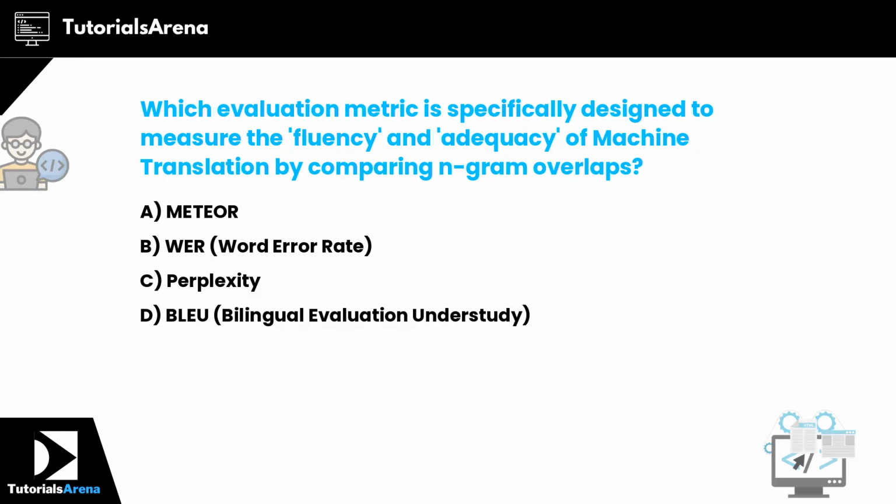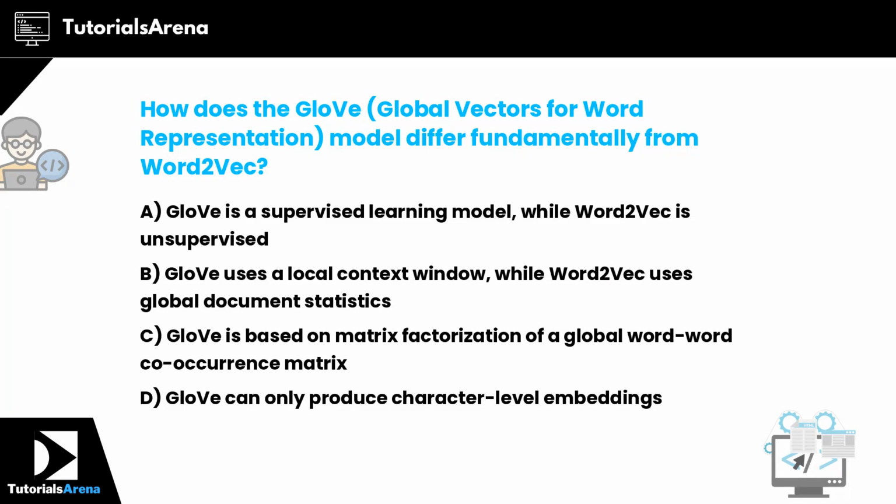Which evaluation metric is specifically designed to measure the fluency and adequacy of machine translation by comparing n-gram overlaps? The correct answer is option D, BLEU, bilingual evaluation understudy. How does the GloVe, global vectors for word representation, model differ fundamentally from Word2vec? The correct answer is option C. GloVe is based on matrix factorization of a global word-word co-occurrence matrix.